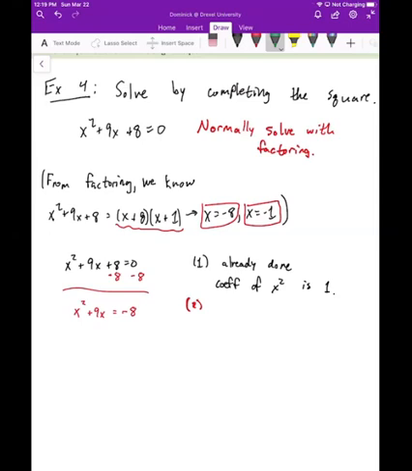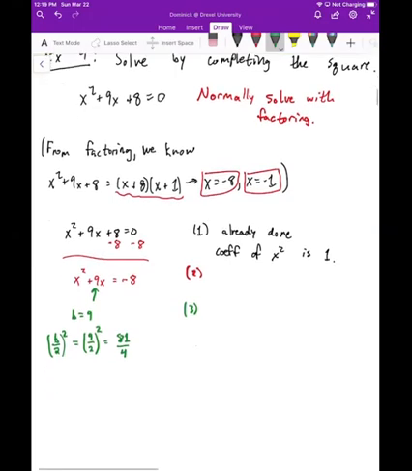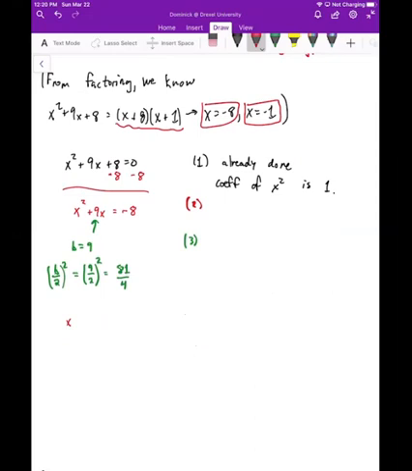Okay, now here's the fun part. Step 3 is we want to take this b term, this 9, so we have that b is equal to 9, and we want to find what b over 2 squared is. Well, b over 2 would be 9 over 2, and if we square that, on the top we get 81 and on the bottom we get 4. So that's what we want to add to both sides. So now we're going to take our original equation, which is x squared plus 9x equals -8, and add 81 over 4 to both sides.